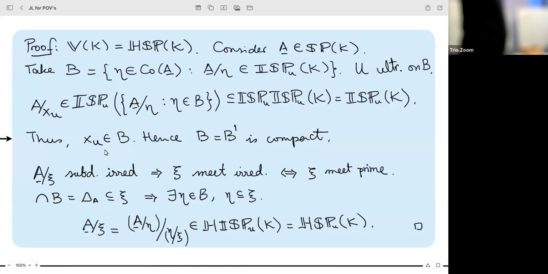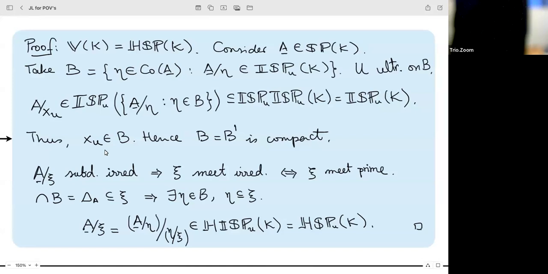So you're taking here really an arbitrary subdirectly irreducible element of your variety. Then the congruence is completely meet irreducible. In particular, it is meet irreducible. And because we are in a distributive lattice, this is the same as being meet prime. And we proved before that meet primes are characterized not only by finite sets, but also by compact sets. So this means that if this is above a compact set, it has to be above some of the elements of that compact set. Well, the intersection of all the elements of B is the trivial congruence, and this is always inside any other congruence. In particular, there should be some element of B that is below that congruence C.